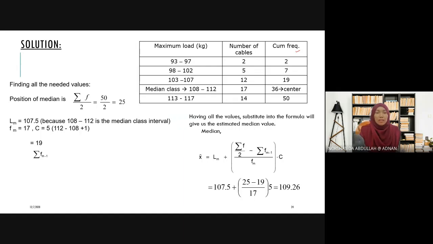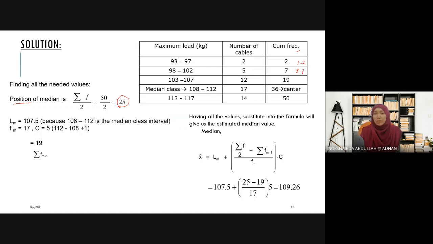After that, we find the position of the median, total frequency over 2. So 50 over 2, the position is 25. We look at where 25 is in the cumulative frequency. The cumulative frequency refers to the last position of the data. For 93 to 97, the last position is 2, meaning positions 1 to 2. For 98 to 102, the last position is 7, meaning the third data until the 7th.